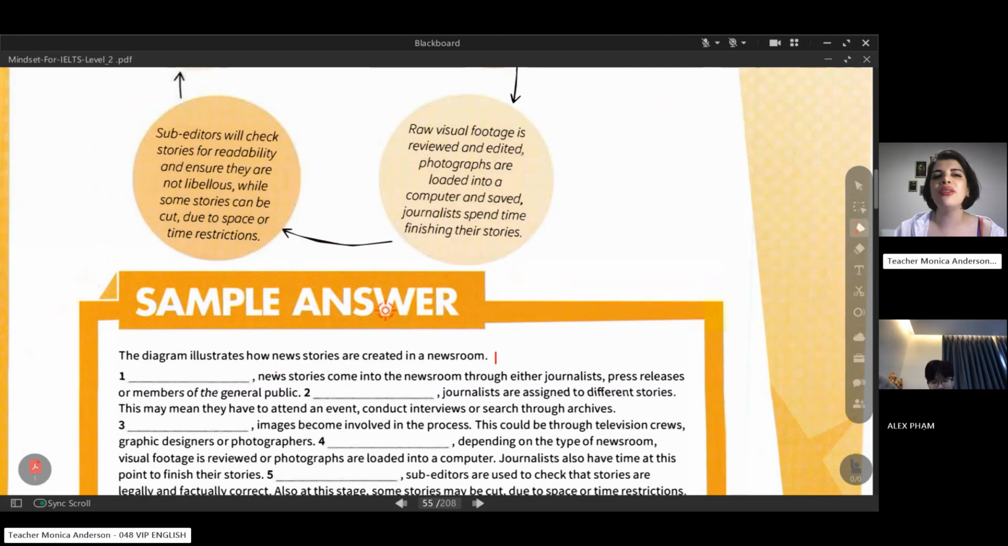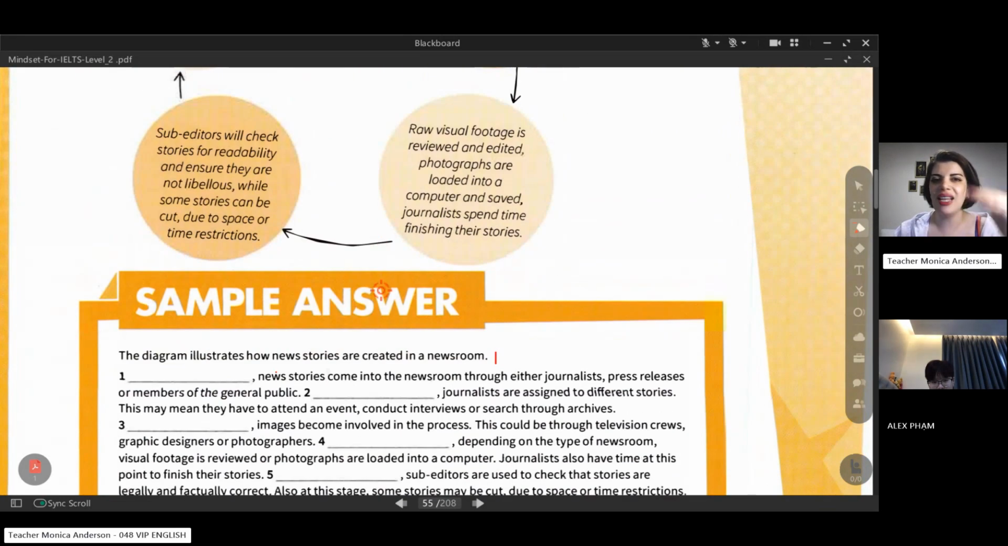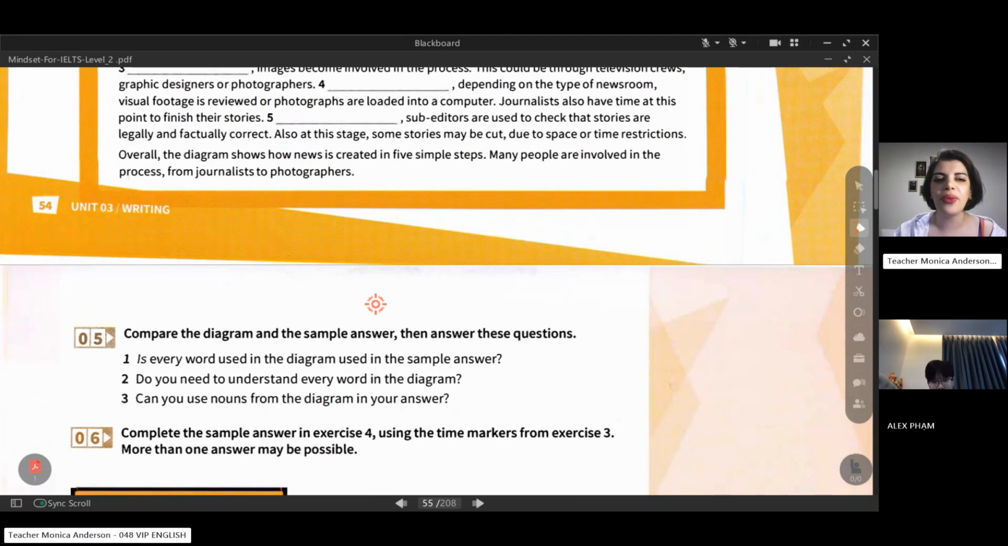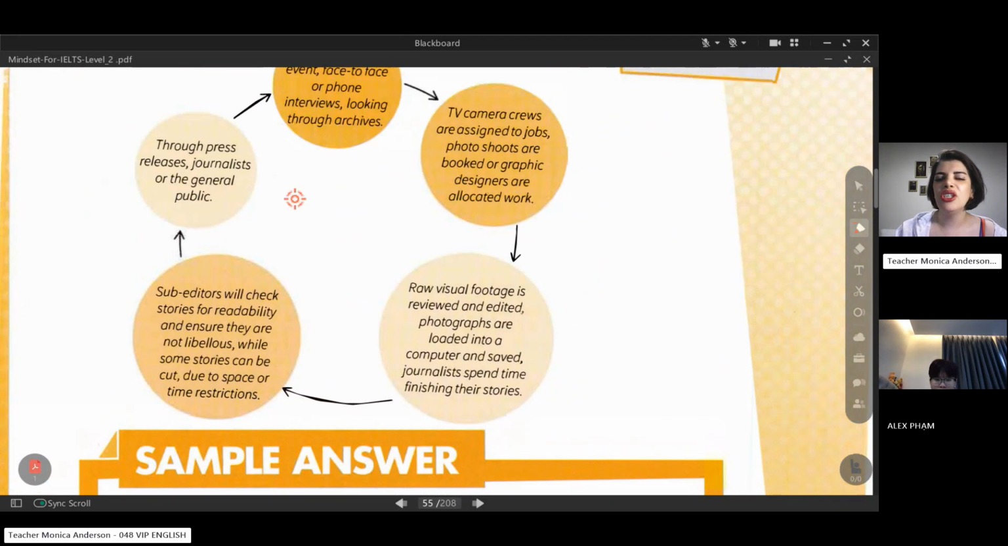Well, so this is about sequencers. Now you know how to put the events in the correct order. Well, now compare the diagram and the sample answer, then answer the question. So let's answer. Is every word used in the diagram used in the sample answer? Let's see. Every word used in the diagram is used in the sample answer. Yes or no? What do you think?